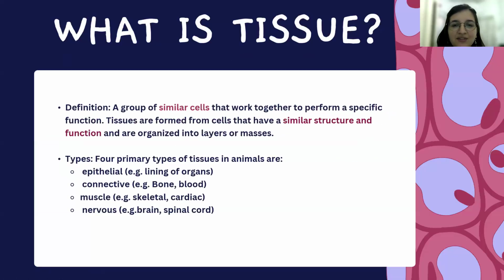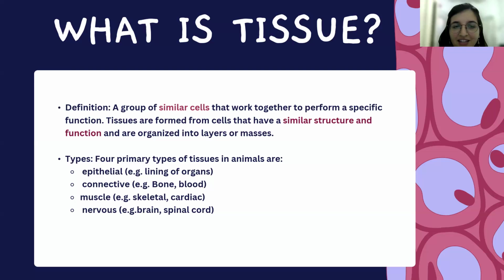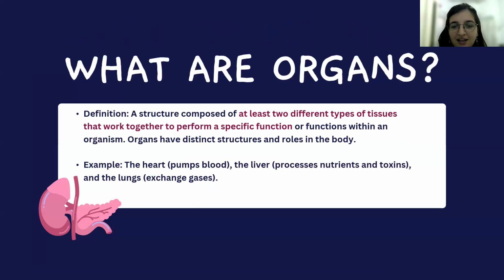Okay, so what happens when tissues get together, when you have many tissues layering together? When you have a tissue and another tissue, they don't have to be the same. Otherwise, it won't be a tissue. Organ. Okay, tissue has to be similar cells, but once the tissue is formed, different tissues come together to form an organ. So in this case, it has to be at least 2 different types of tissues that come and work together to perform a specific function.